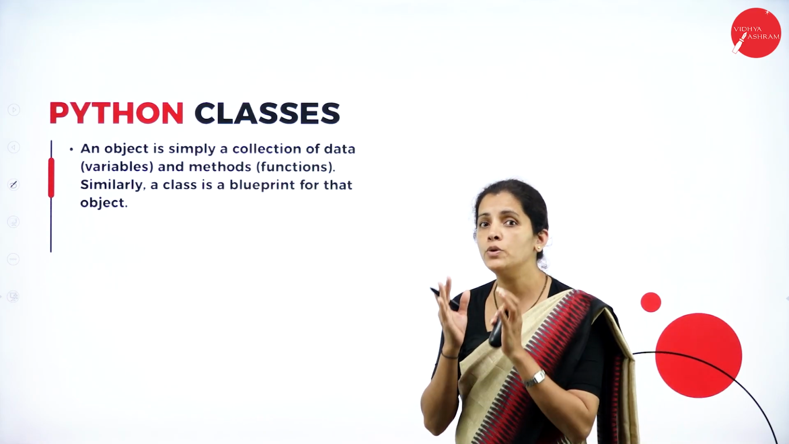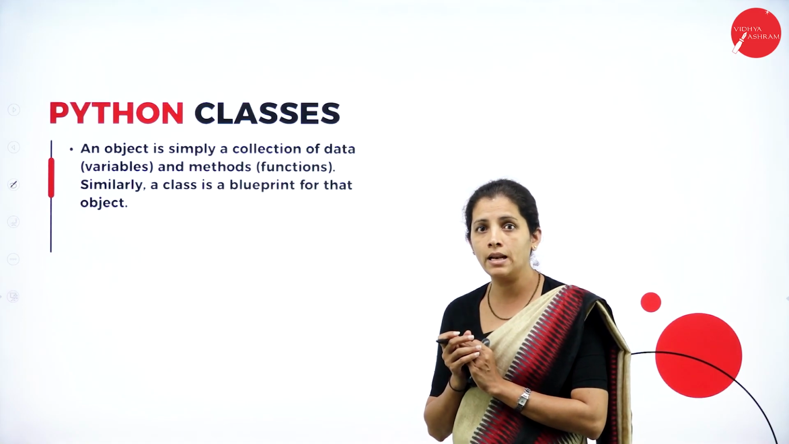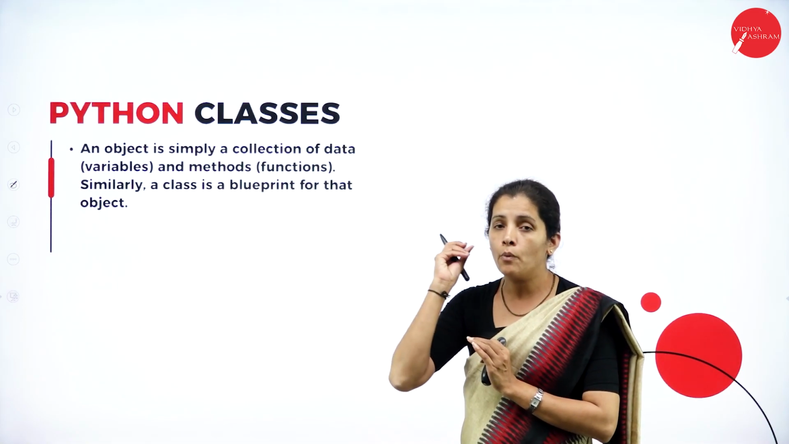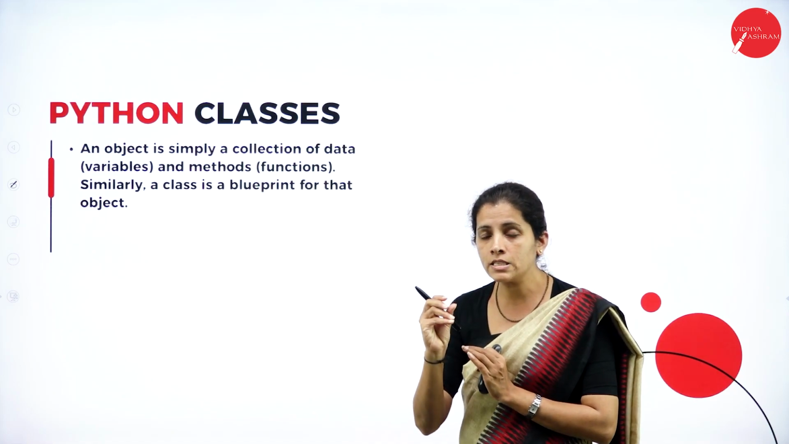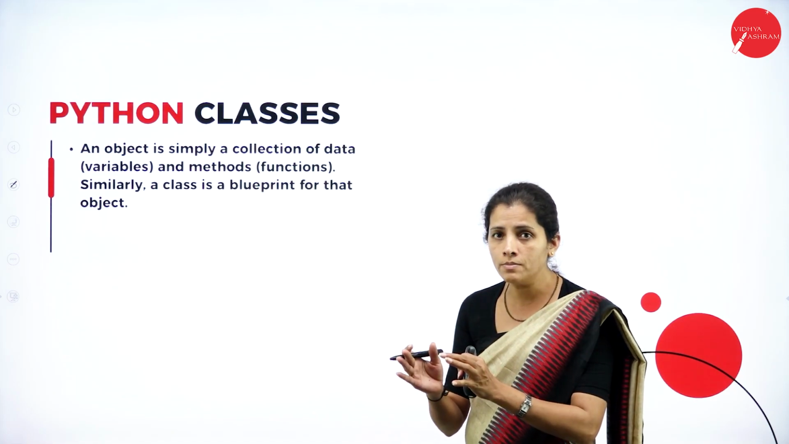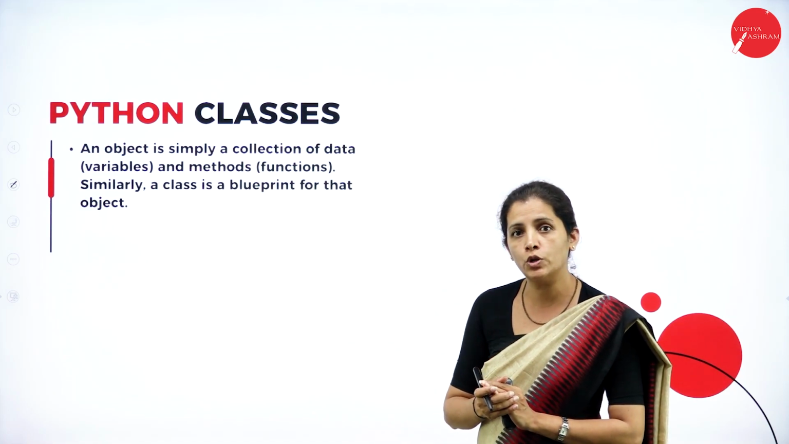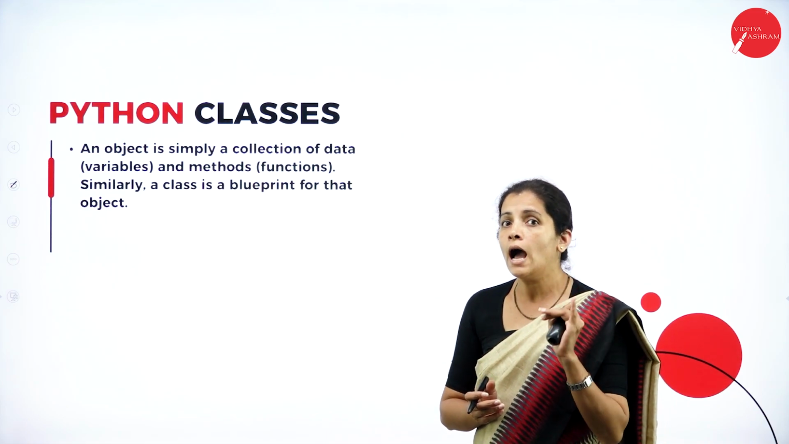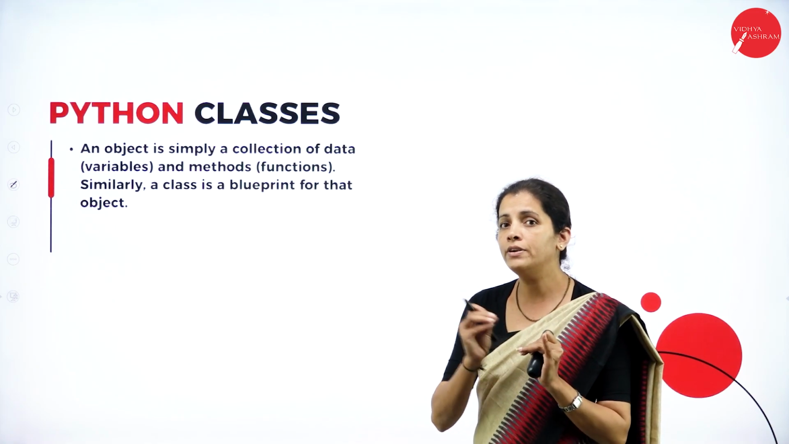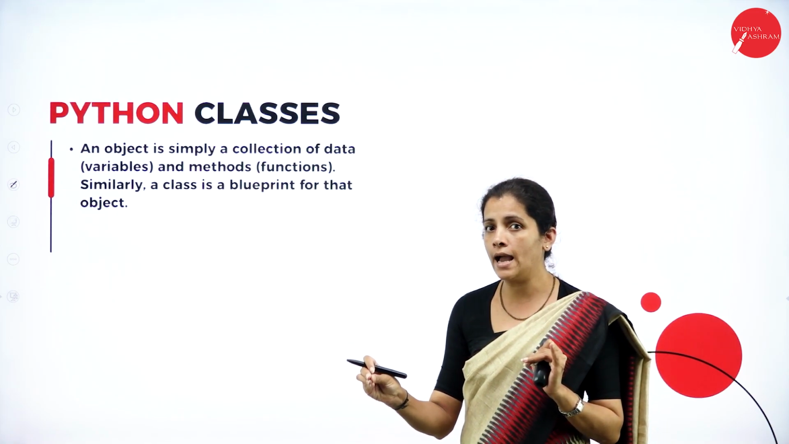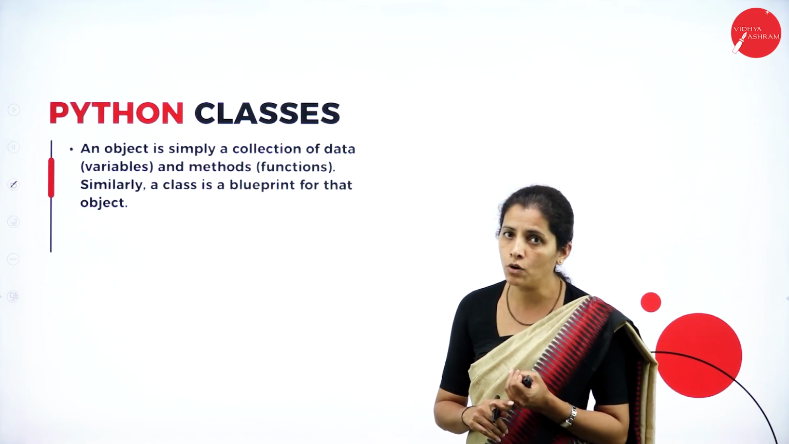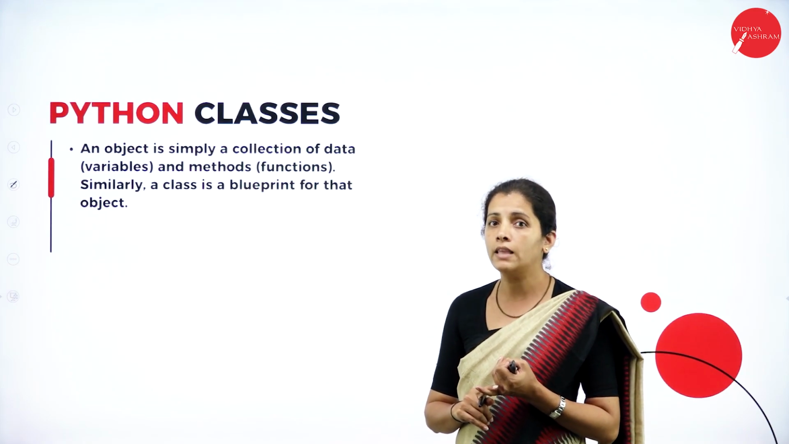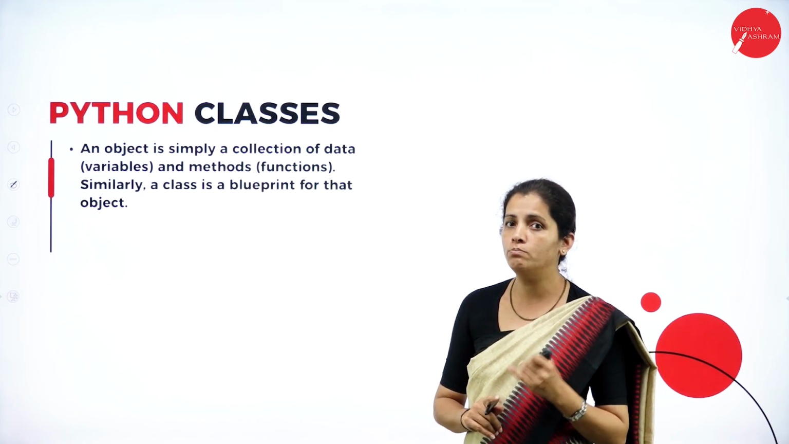And why do we use an object-oriented programming language? Because when I want to represent real-world problems, in that situation, I'm going to use an object-oriented programming language. So, as I told you, if it is an object-oriented programming language, what are the two important concepts I have to remember? That is class and object.